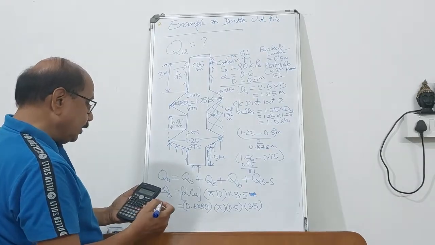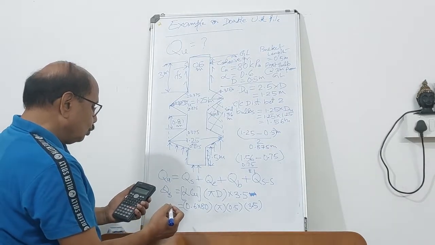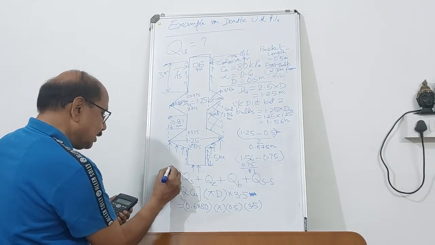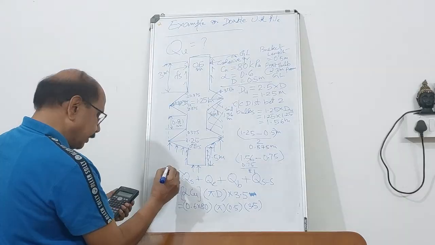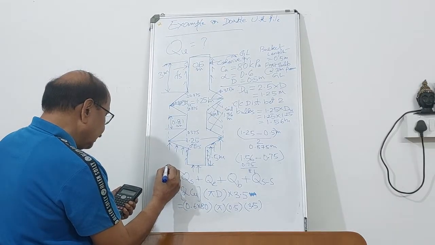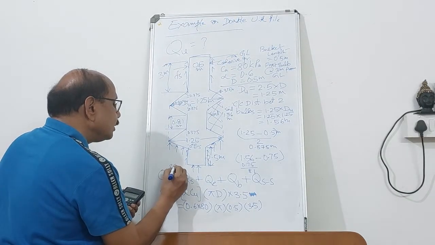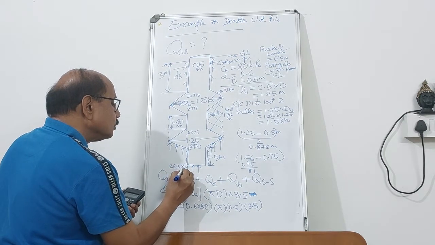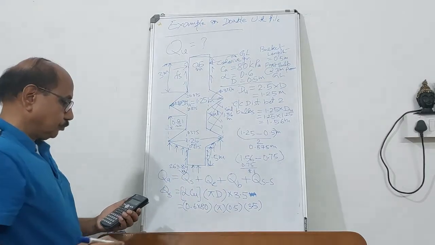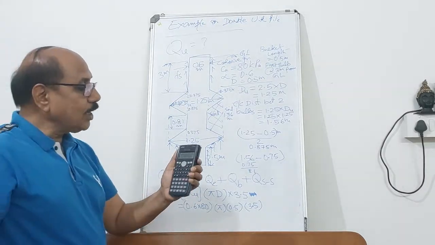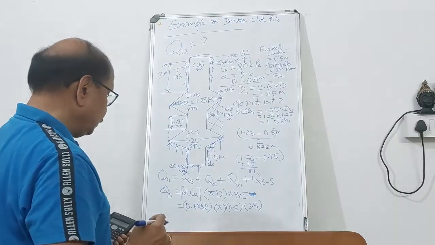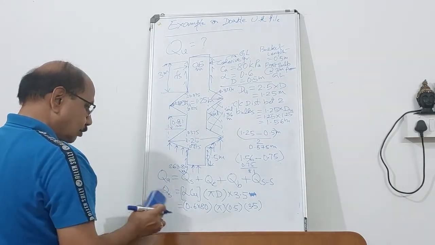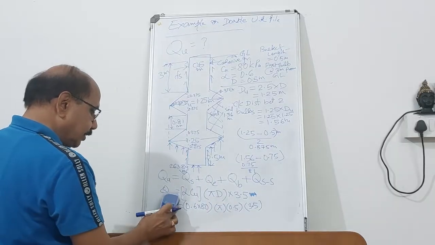This comes out to be 263.89. So the value of QS, when we calculate it, is 263.89 kilonewton. So we have been able to calculate the first component. What is the second component? It is QE. So let us calculate.